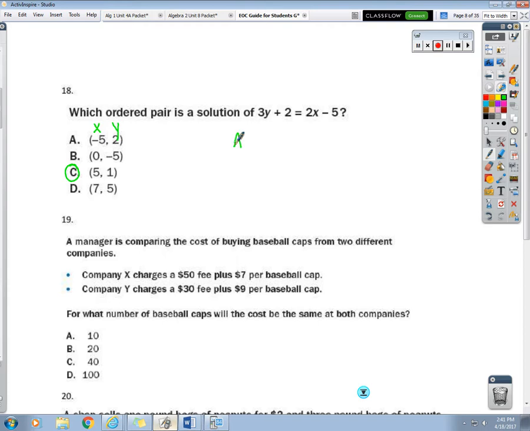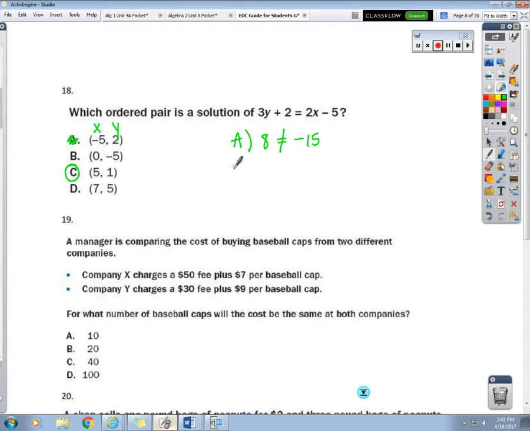So I'm just going to go through each choice, plugging them in where they would go. For A, -5 would go in for the x, 2 would go in for the y. What's 3 times 2 plus 2? 3 times 2 is 6, and 6 plus 2 is 8. Over here, you need the x value, -5. What's 2 times -5, minus 5? That's -15. Is 8 equal to -15? No, so A is not right.